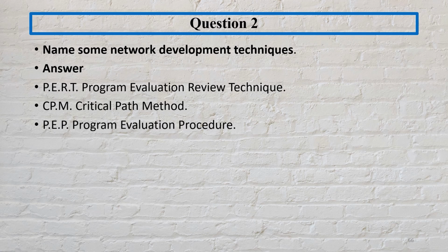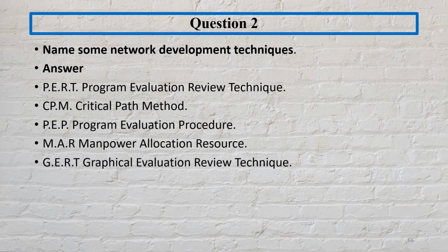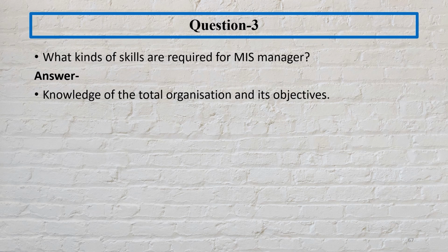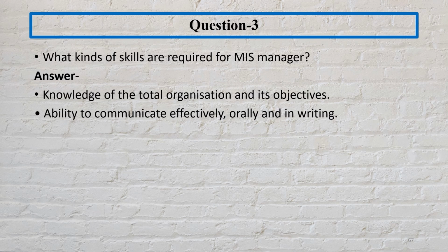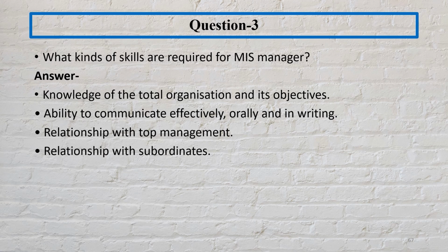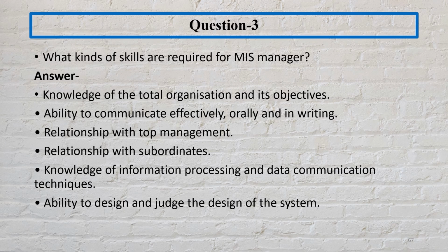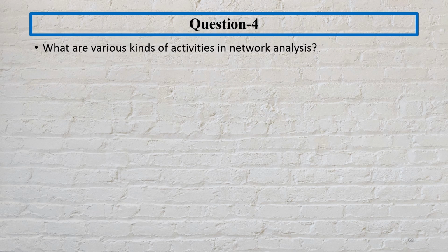Name some network development techniques, and these are program evaluation review technique, critical path method, program evaluation procedure, manpower allocation resource, graphical evaluation review technique, and project control. What kinds of skills are required for an MIS manager? Knowledge of the total organization and its objectives, ability to communicate effectively orally and in writing, relationship with top management, relationship with subordinates, knowledge of information processing and data communication techniques, ability to design and judge the decision of the system.